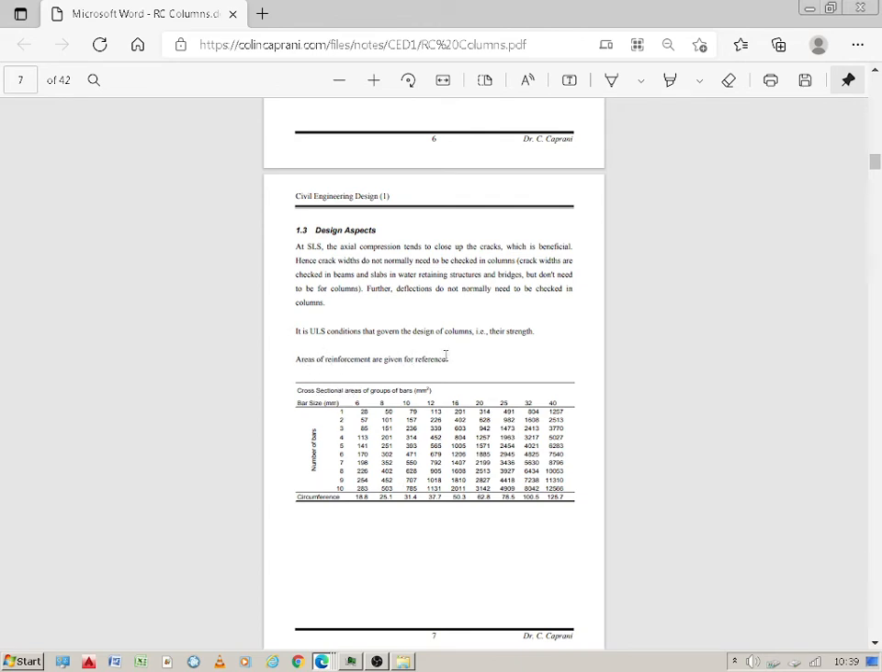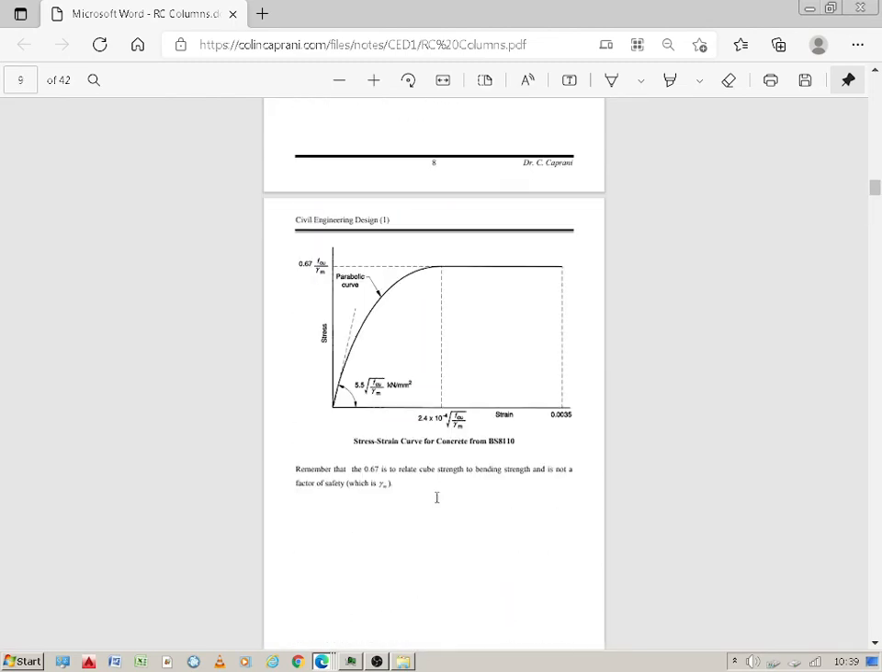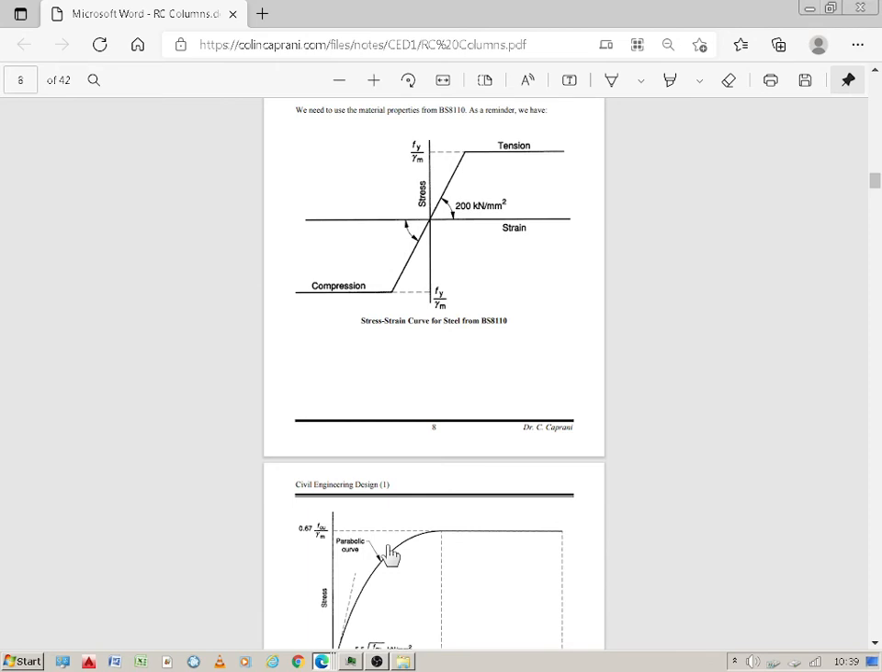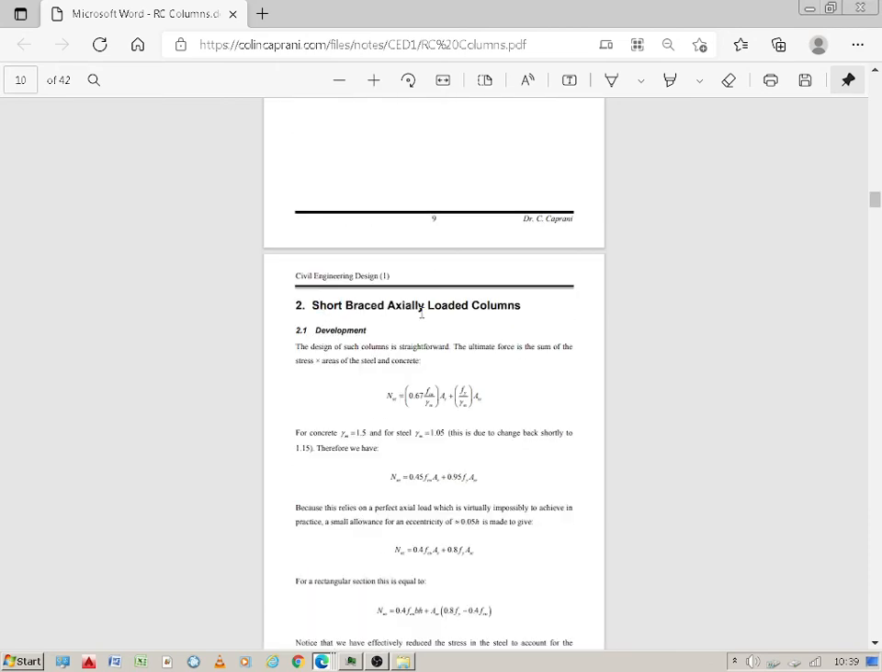We've just got a table here of bar sizes. Areas of reinforcement are given for reference. This is just a table of reinforcement areas, which you can find anywhere. Then we'll just do these graphs and then I'll finish the video, and the next part will be short braced axially loaded columns.